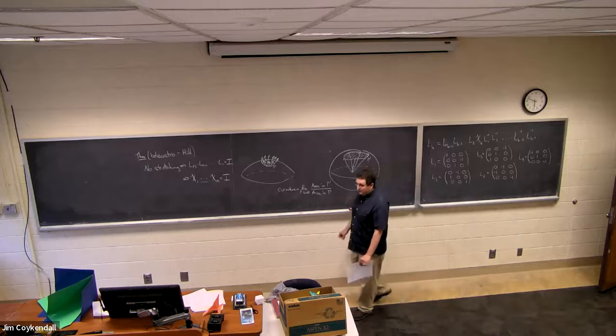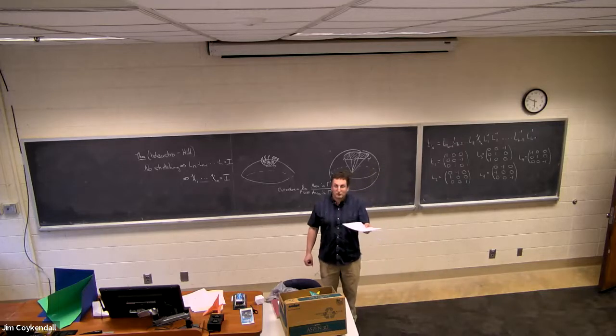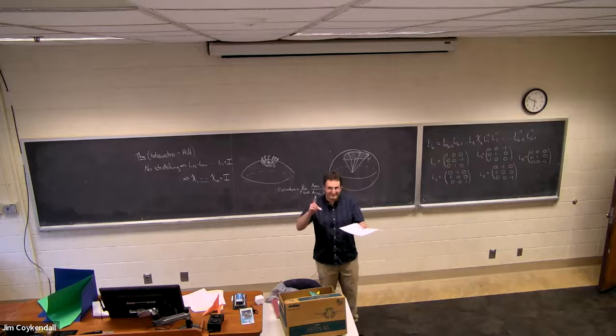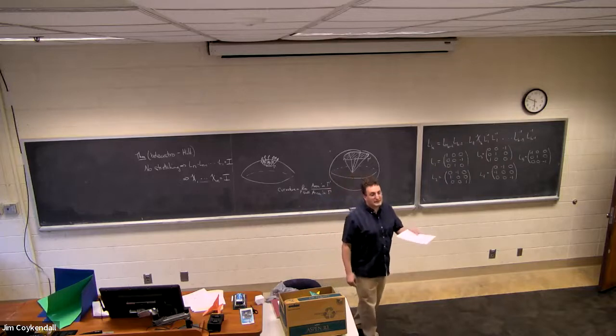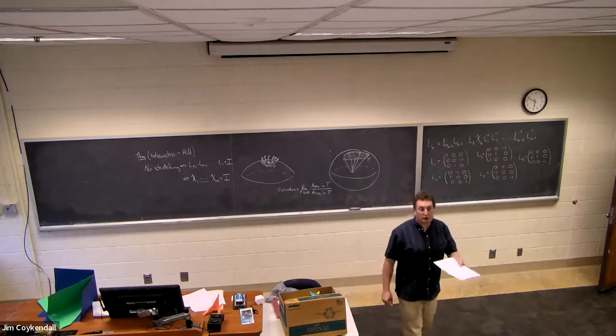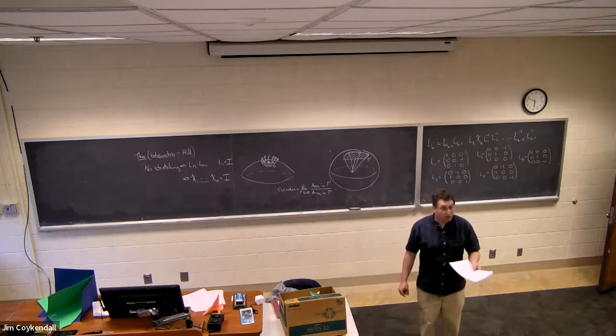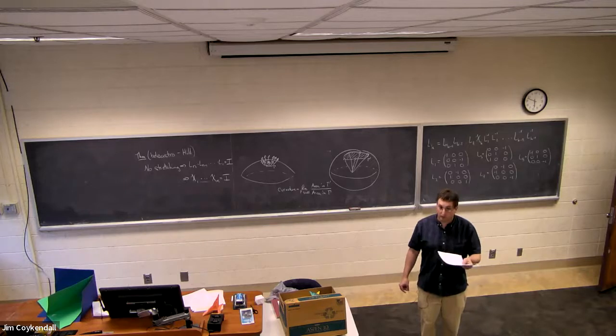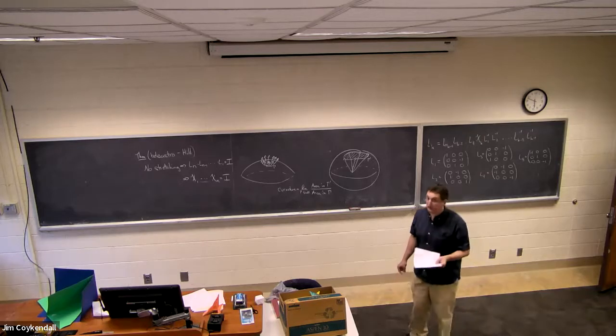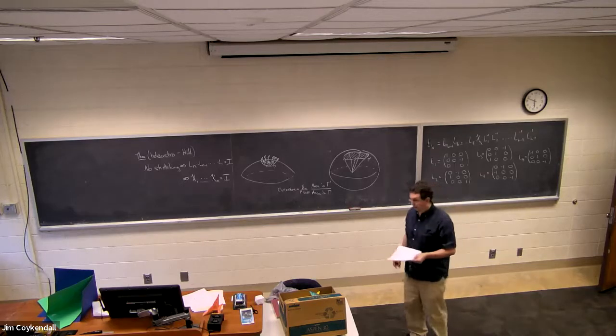Now, why does that matter? Paper is flat. That means it has zero curvature. So if you try to do this computation and you get something other than zero, you're in trouble. The paper is going to be unhappy.